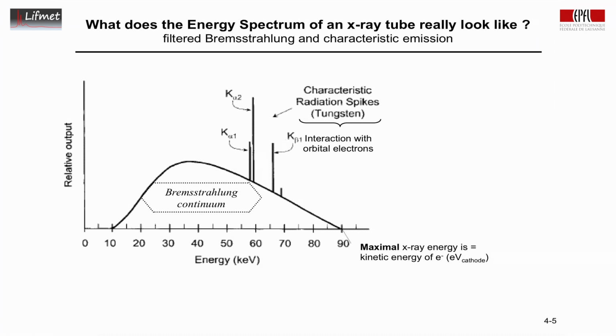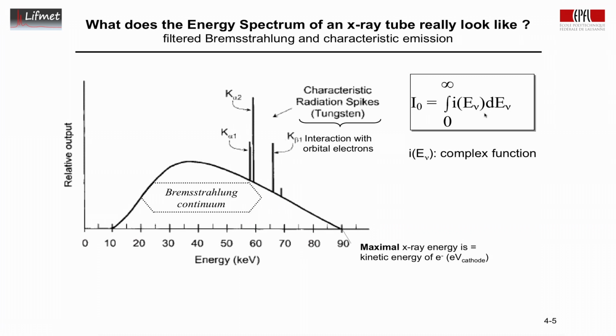It comes simply from the fact that this photon energy is when an electron that impacts the anode target loses all its energy at once into a single photon. So what we have is the total intensity, that is the total number of photons being produced, which is the integral of this function from 0 to infinity of the relative output. That's the intensity as a function of the energy, integrated over the energy. This is a complex function. We don't really have a good mathematical or physical model to model it. So what we are looking at is to characterize it in a simpler way.